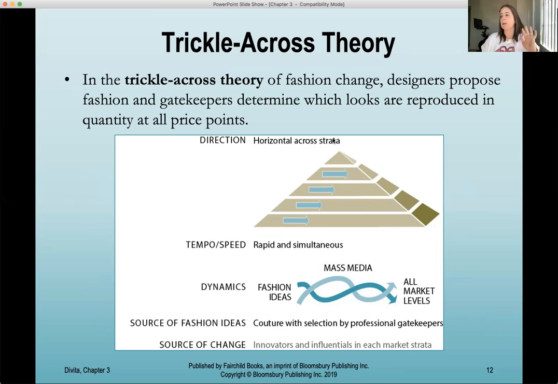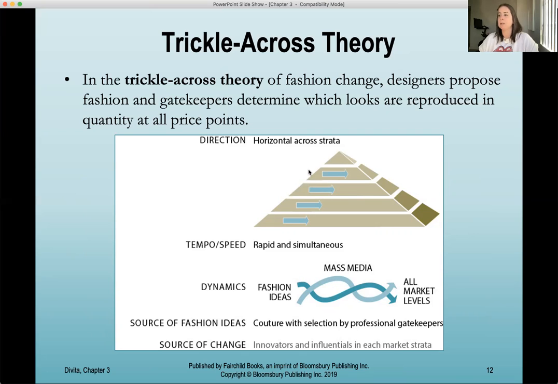Okay, so it's a horizontal across strata. It's hitting all of these class systems at the same time. For that reason, the tempo and speed is rapid and simultaneous. Multiple classes are accepting the trend or the fashion at the same time. Typically, we exclude the elite class out of this theory. The dynamics are that fashion ideas are introduced, the mass media exposes them, and then all the market levels approve them. Okay. Source of fashion ideas is couture with selection by professional gatekeepers.